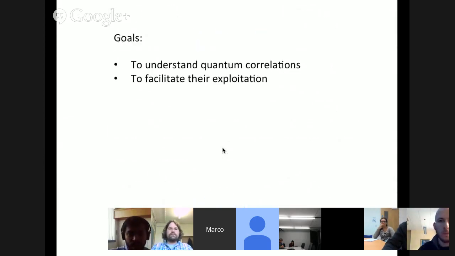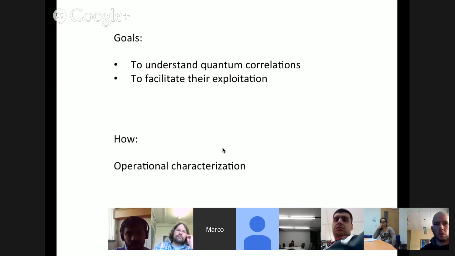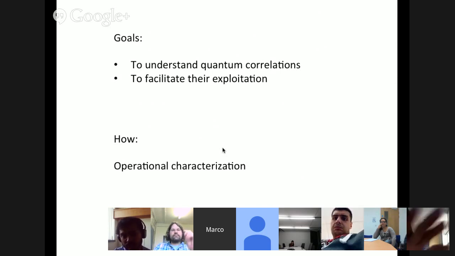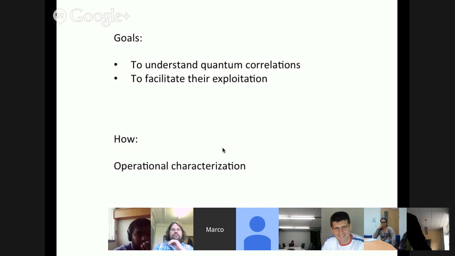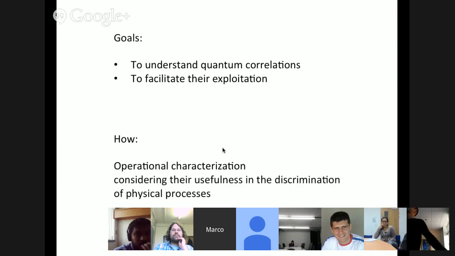So the goals of this research program are those of understanding quantum correlations and to facilitate their exploitation. So the approach is based on an operational characterization of correlations, exactly because it is meant to facilitate the exploitation of the correlations. And in this specific case, it is an operational characterization considering the usefulness of correlations in the discrimination of physical processes.